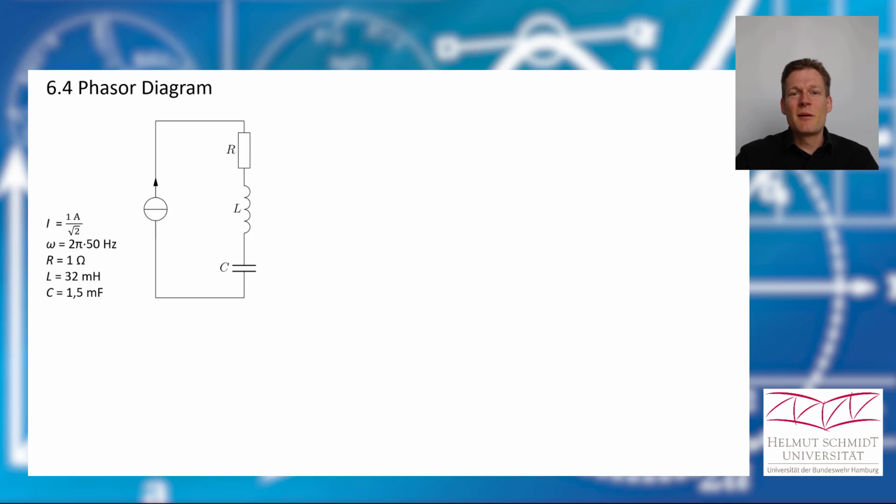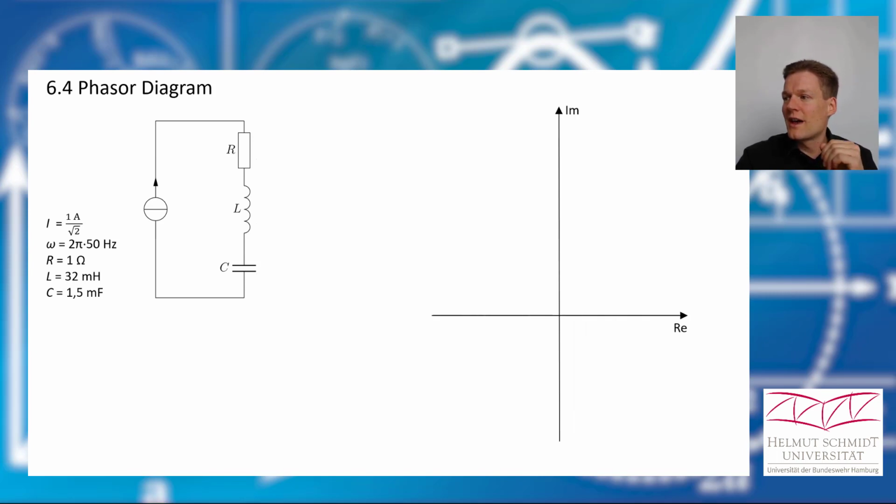Okay, and now let's come back to our example from the beginning. And you now know that we can express all the voltages and currents as complex numbers. And the cool thing now is that we can just use our rules from Kirchhoff's voltage law and Kirchhoff's current law with these complex numbers. And I will show you how it looks like.